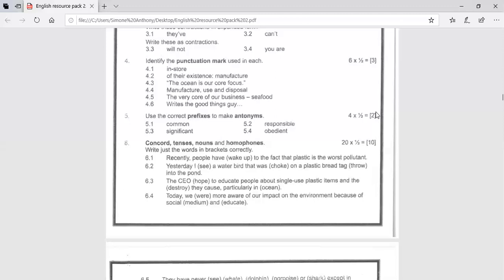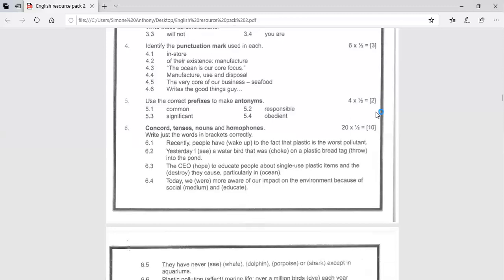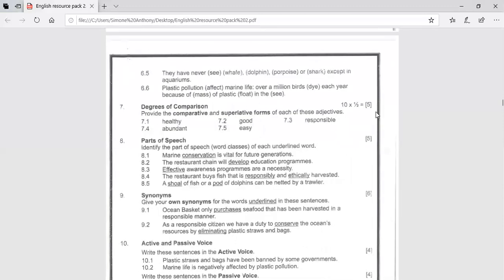6.4. Today we were more aware of our impact on the environment because of social media and educate. So it would be, today we are more aware of the impact on the environment because of social media and education. We look at 6.5. They have never seen whale, dolphin, porpoise, or shark except in aquariums. It would be, they have never seen whales, dolphins, porpoises, or sharks except in aquariums.